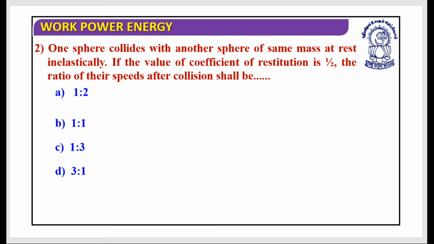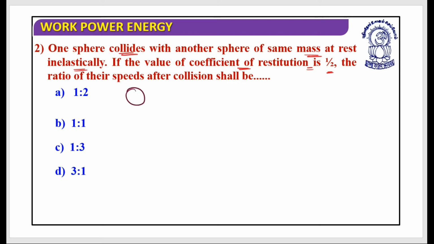Great. Next, it says that one sphere collides with another sphere of same mass. Their masses are same, at rest, inelastically. If the value of the coefficient of restitution is 1 by 2, the ratio of their speeds after the collision shall be? Great. So let's calculate it.